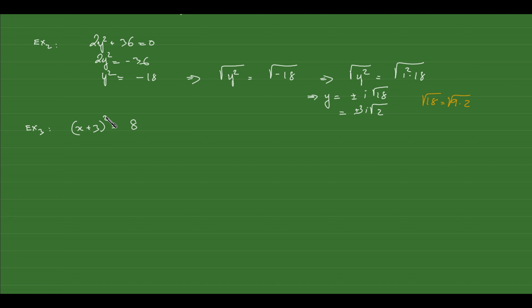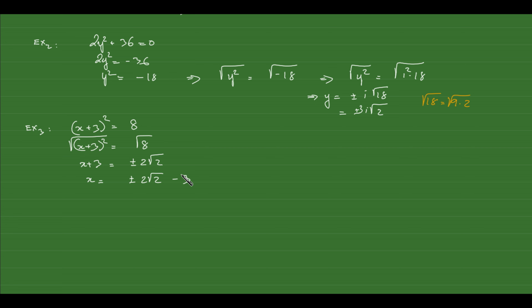Alright, so this is a perfect square, but this is not a perfect square, so we can still take the square root of both sides. This throws away the square, so you have x plus 3. And this gives you plus or minus the square root of 8, which is the square root of 4 times 2, and the square root of 4 is 2. So there you go, and you have to subtract 3 from both sides. There you go. So you have two answers.